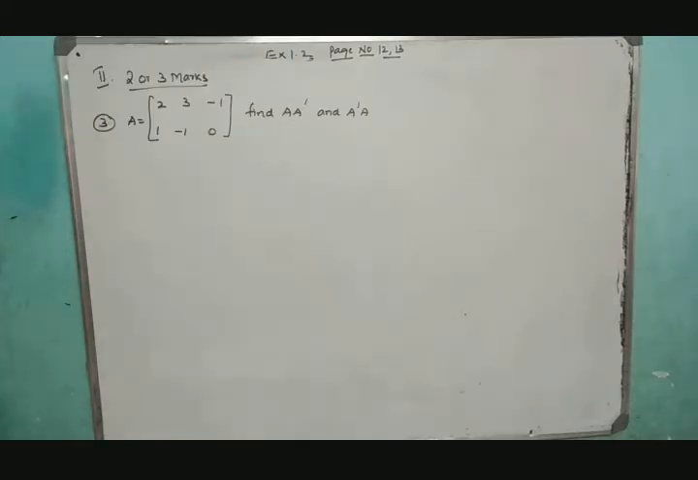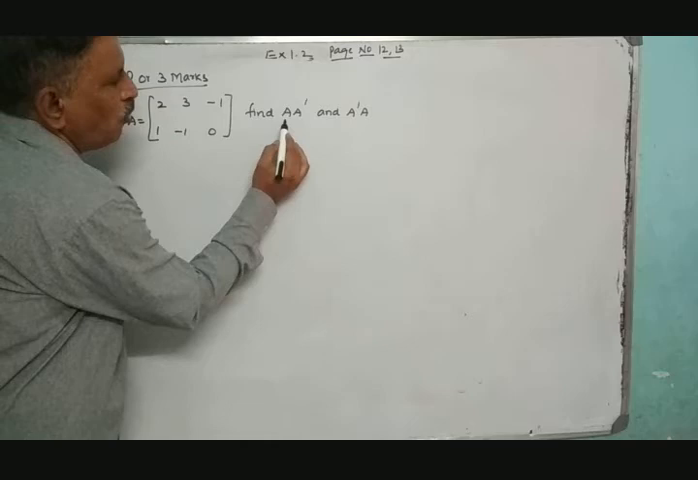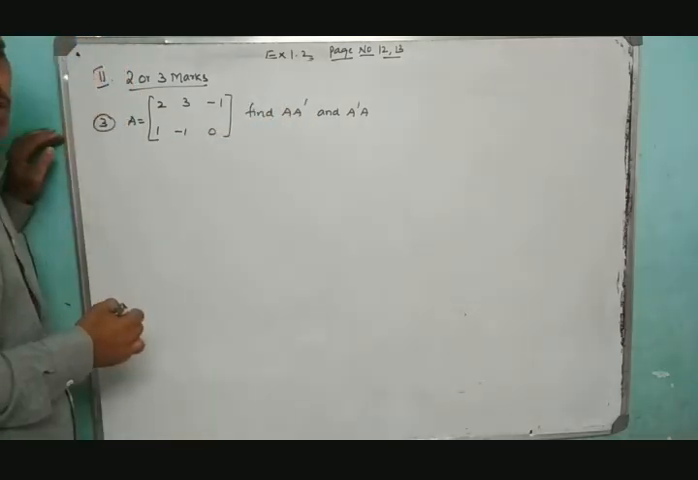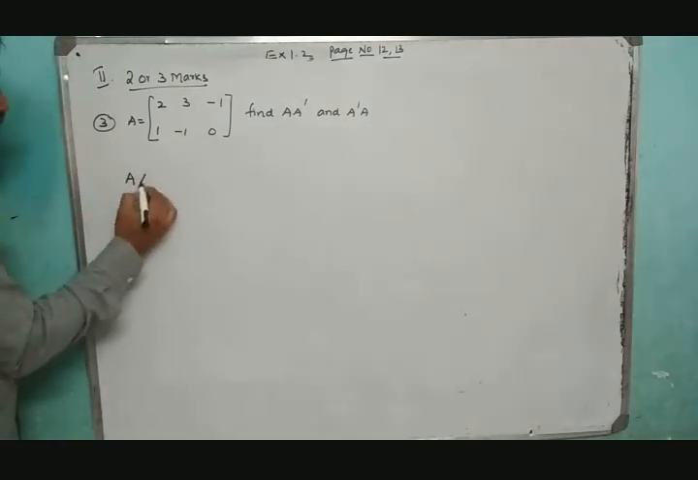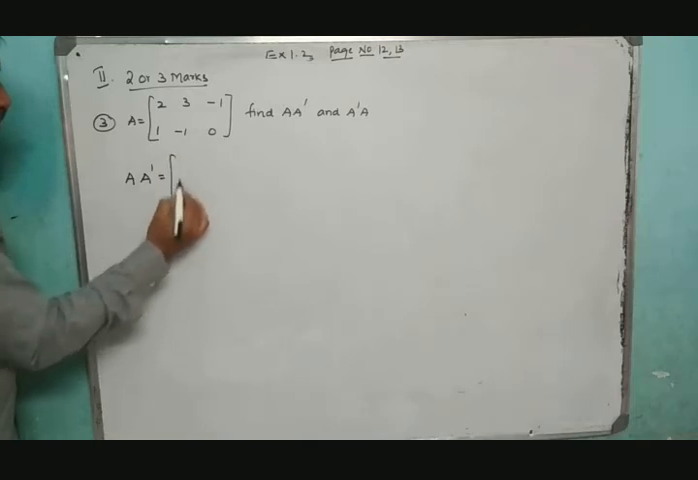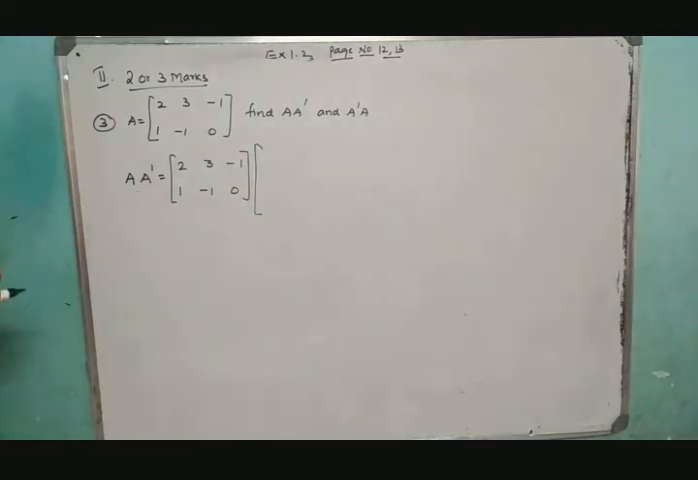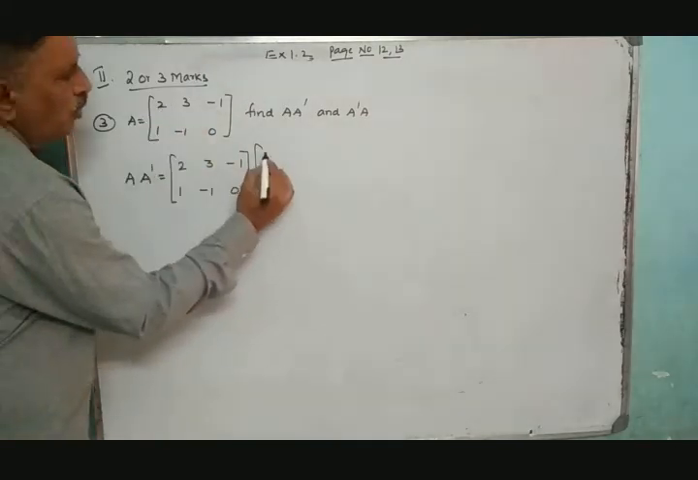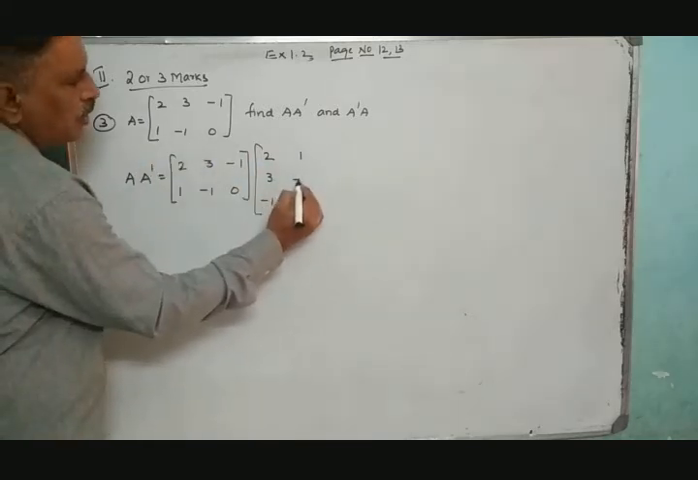Two or three marks question. First and second questions are very simple, so therefore I have given them as homework. So the third question is, if A is equal to 2, 3, minus 1, 1, minus 1, 0, it is asking you to find out A into A transpose and A transpose into A. So first we will do A into A transpose. First matrix A, 2, 3, minus 1, 1, minus 1, 0. A transpose means we need to change the rows and columns. So first row will become first column. Second row will become second column.